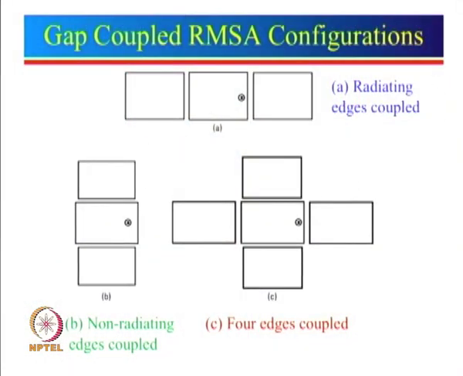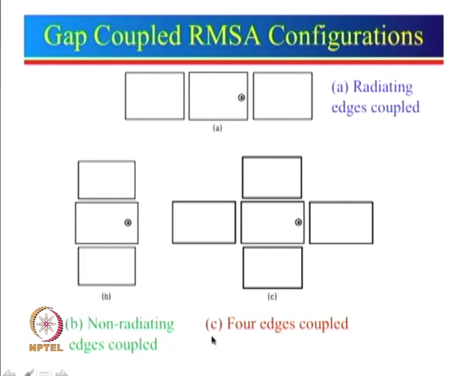So, we had actually looked at radiating edges coupled, where we had put the antenna along the radiating edges, and what we had also noticed is that the radiation pattern varies in the E plane, but there is no change in the radiation pattern in the H plane. Then we had put parasitic patches along the non-radiating edges, and again in this case we had mentioned that now the pattern variation in the E plane will not be there, but pattern variation in the H plane will be there, because parasitic patches are placed along the non-radiating edges.